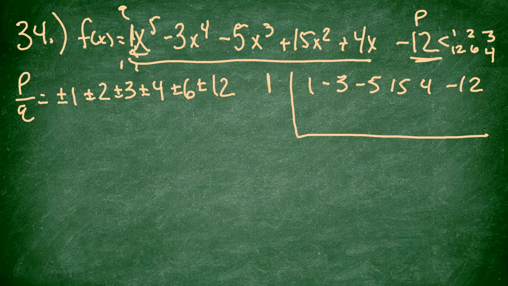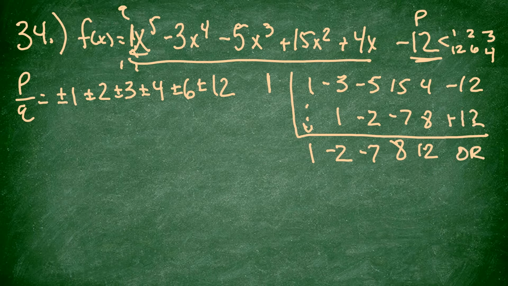I'm going to guess 1 to start. Put 1 outside the box, so I drop down this one. 1 times 1 is 1. I get negative 2. Negative 2 times 1 is negative 2. Then I get negative 7. Negative 7 times 1 is negative 7. Drop it down to get 8. 8 times 1 is 8. 4 and 8 is 12. 12 times 1 is positive 12, which gives me no remainder, which means I start with one answer. X is equal to 1.